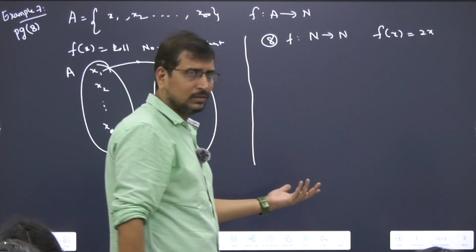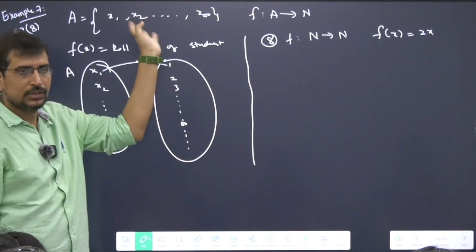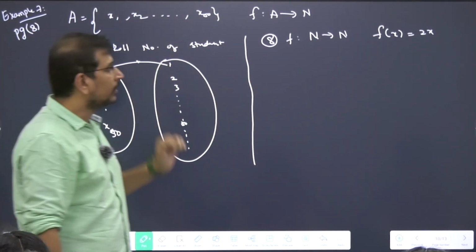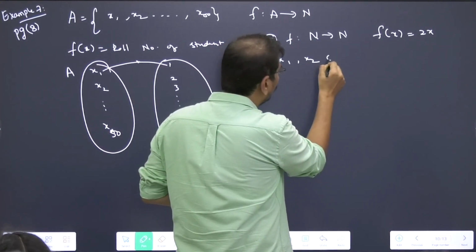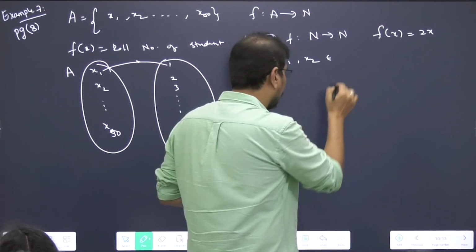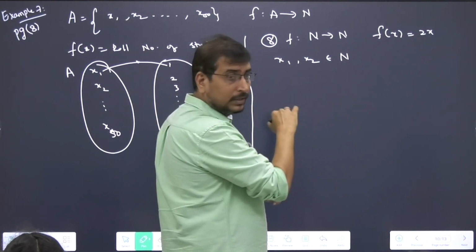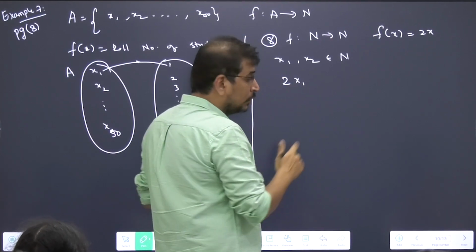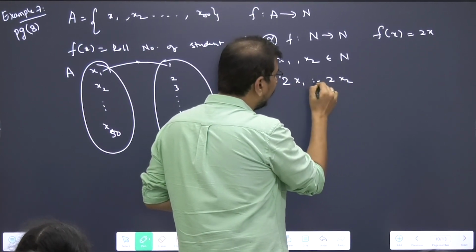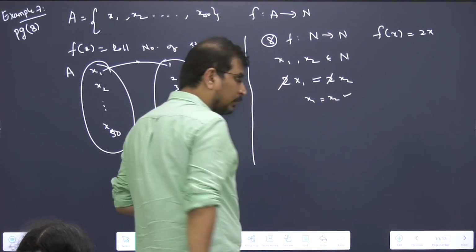Very simple. By now you would have understood graphically: it will be a line passing through the origin. It's 1-1, but we have to show it in the exam. How do we do that? Consider x1, x2 belongs to N. What is the second step that we are supposed to assume? f of x1 is equal to f of x2. So 2x1 is equal to 2x2. You framed an equation, solve for it. So x1 is equal to x2. Hence, it's a 1-1 function.